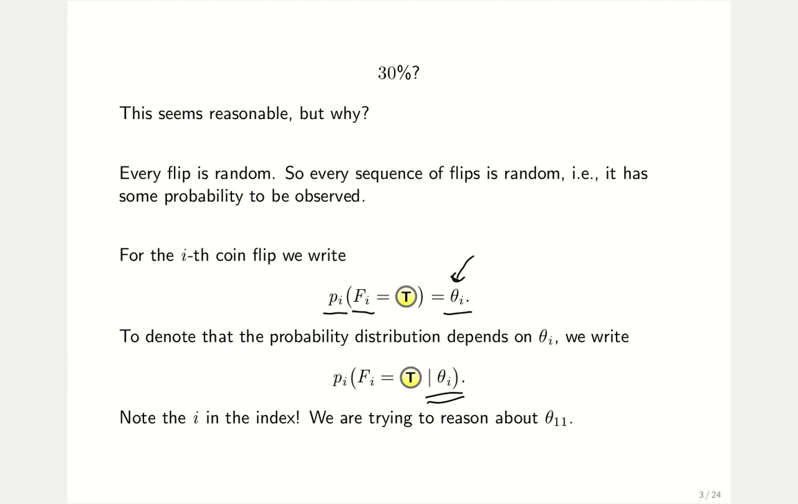Okay, and what we're trying to do when answering this question, what is the probability that the 11th flip shows up tails, is we're actually trying to reason about the parameter theta 11, because it's the 11th flip. And theta 11 tells us what is the probability of the 11th flip being tails. Now the thing is, the data that we have only comes from experiments that depend on the parameters theta 1 through theta 10. And that's a problem because how can we extrapolate to theta 11?